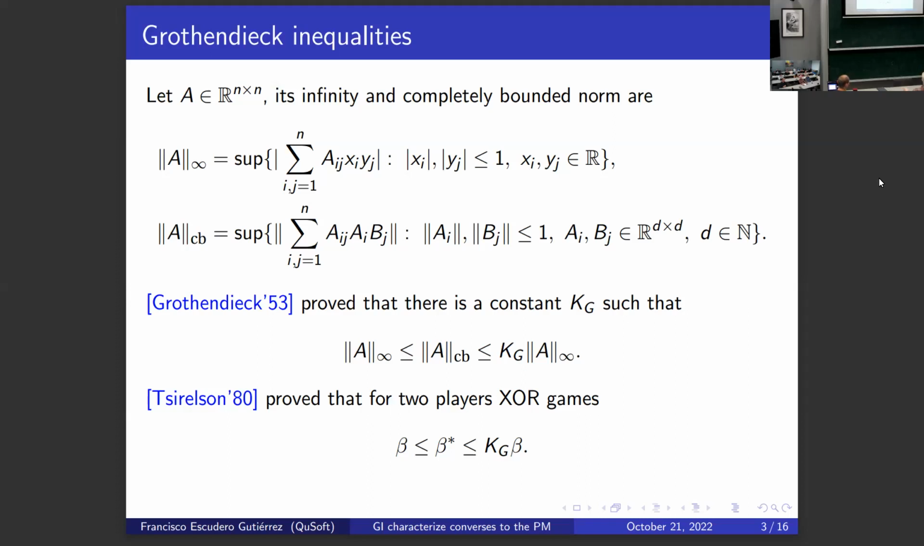Okay. Sorry again. If you want the third line from the bottom to define the constant, then I suppose you mean it is the smallest number. Yes, that is the best constant, the smallest one.